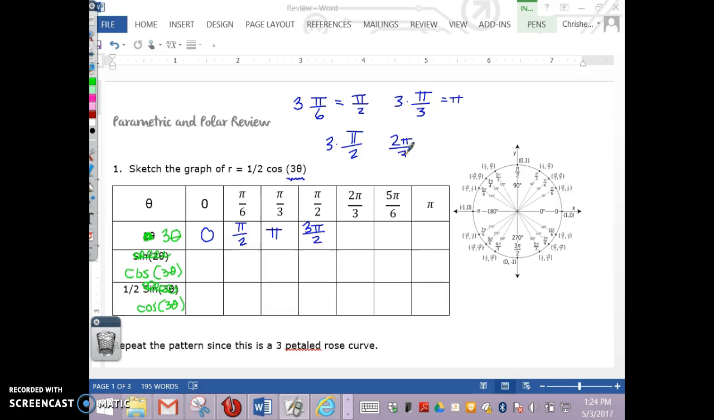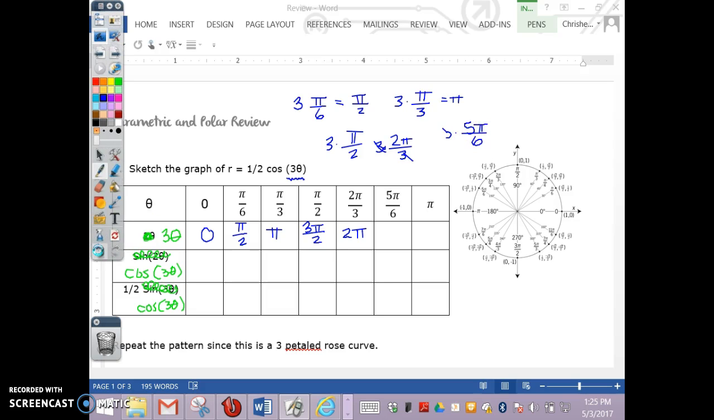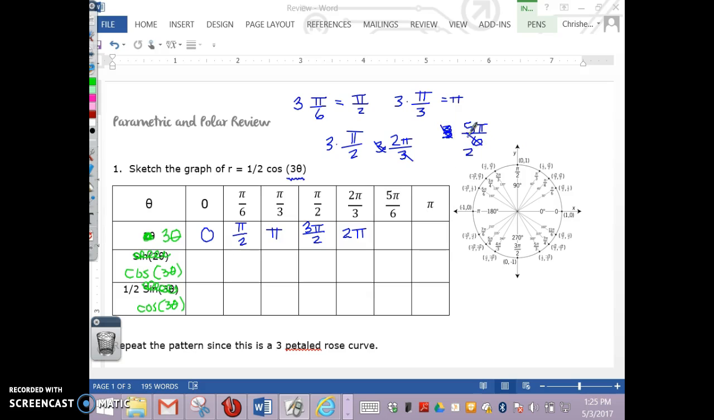Then 2 pi over 3 times 3. Again, your 3's are going to cancel. 3 divided by 3 is 1, so we're just left with 2 pi. And this one's super fun. 5 pi over 6 times 3. Oops. So, like we said before, 3 divided by 6 reduces to 1/2. So we have 5 pi over 2. And then tripling pi would just be 3 pi.